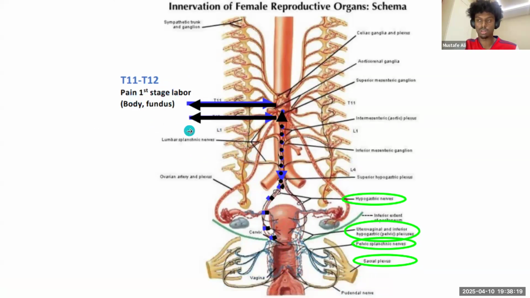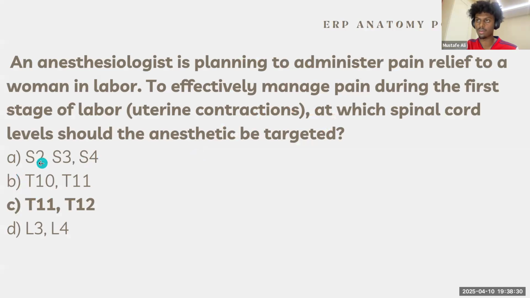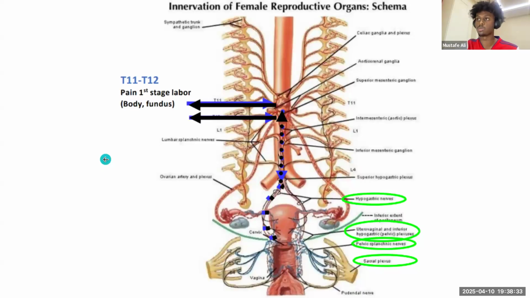In the second stage of labor, when the baby reaches the cervix or the vagina, the anesthesia should reach the segments S2 to S4, which are written right now, okay? You should reach S2, S3, S4 in order to prevent any pain in the second stage of labor. Whilst in the first stage of labor, T11 and T12 should be reached by the anesthetic, okay?